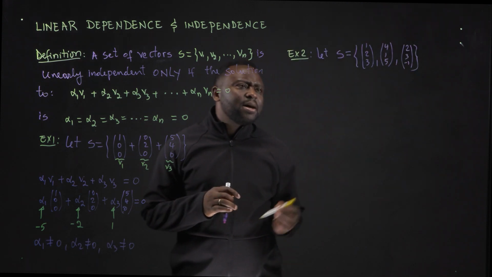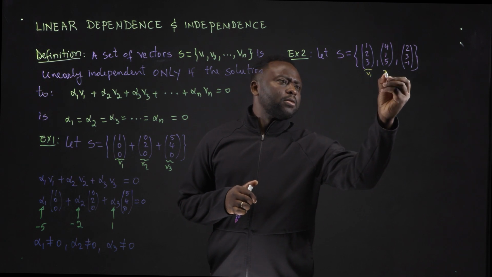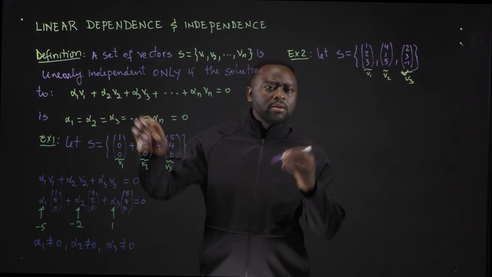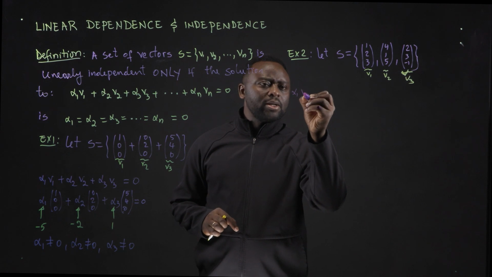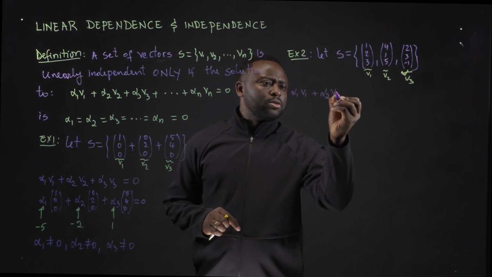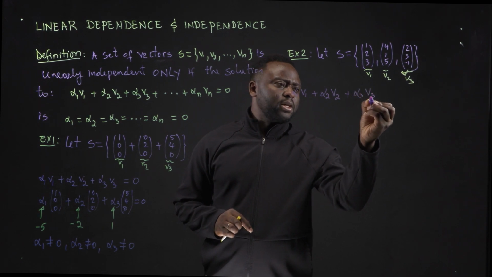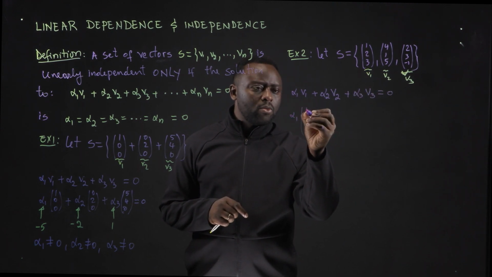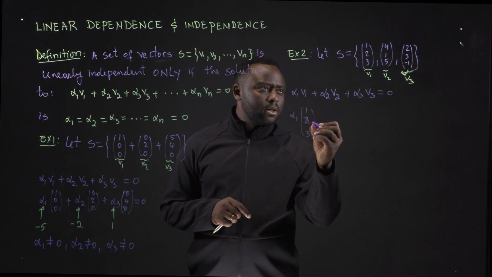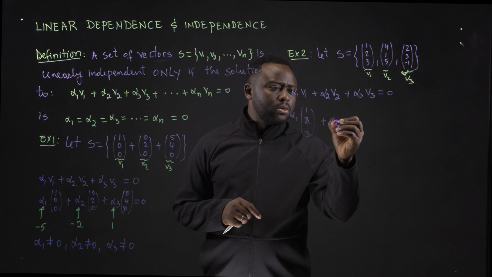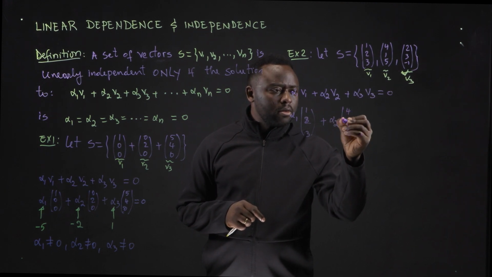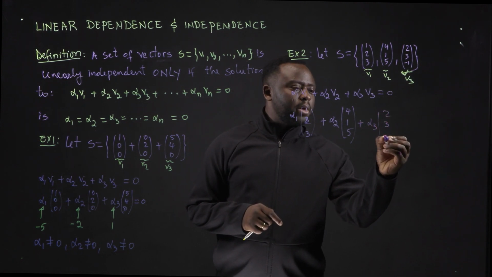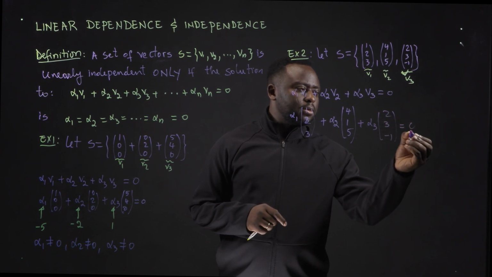All right, for this second example, if we call these V1, V2, and V3, then by using the definition, we have alpha 1 V1 plus alpha 2 V2 plus alpha 3 V3 equal to 0. That is alpha 1 times (1, 2, 3) plus alpha 2 times (4, 1, 5) plus alpha 3 times (2, 3, minus 1) is equal to 0. This is a 0 vector.